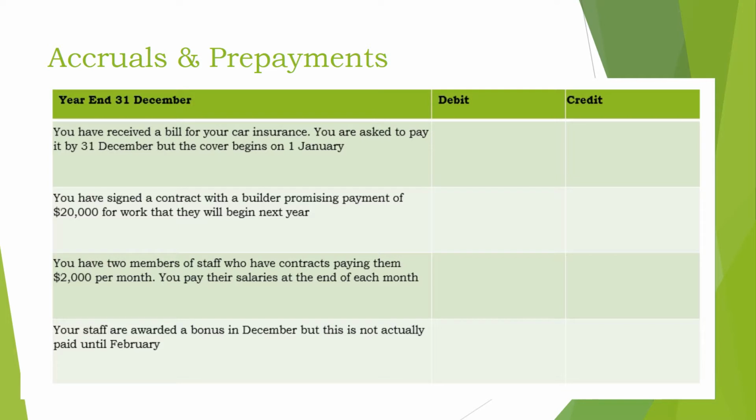So it tells you you have received a bill for your car insurance. You are asked to pay it by the 31st of December, but the cover begins on the 1st of January. Right, what does our principle tell us, the accruals principle? The accruals principle tells us we include expenses when they actually arise. Remember that? When they arise, not when they're paid. So as far as the expense goes, you do not include the expense.